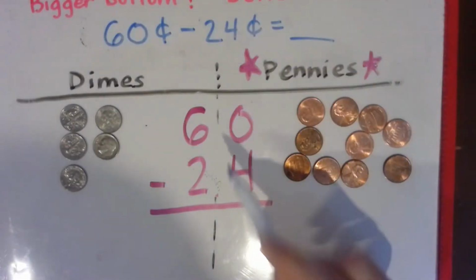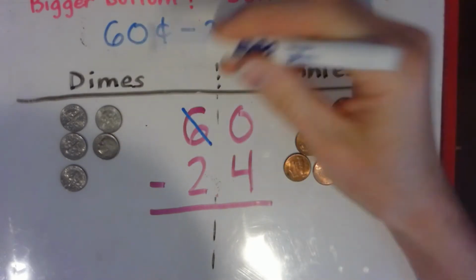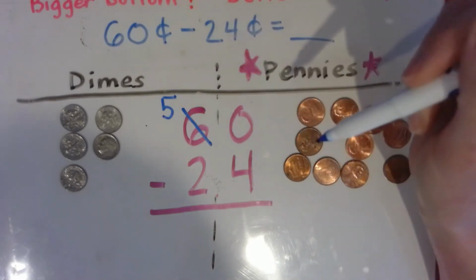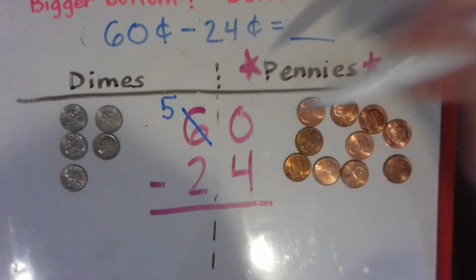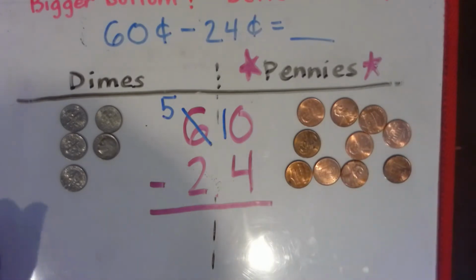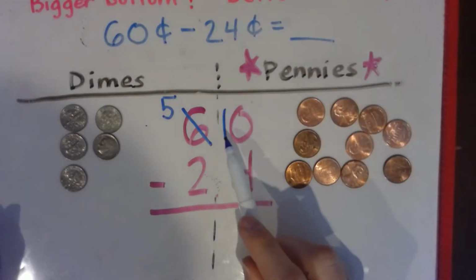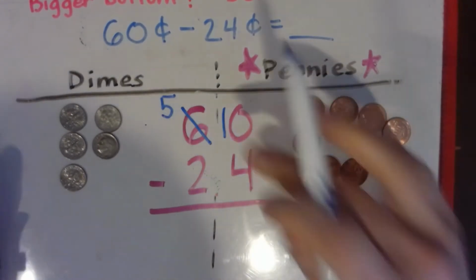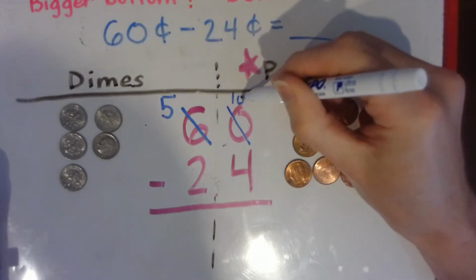So what that looks like on our page, we don't have 6 dimes anymore, we only have 5. So the dimes becomes 1 less. Now the pennies, instead of being 0 pennies, it becomes 10 pennies. 1, 0. So you have 2 options. You can either squeeze the 1 right next to the 0 to show that 0 becomes 10, or you can cross it out and write a 10 above it.